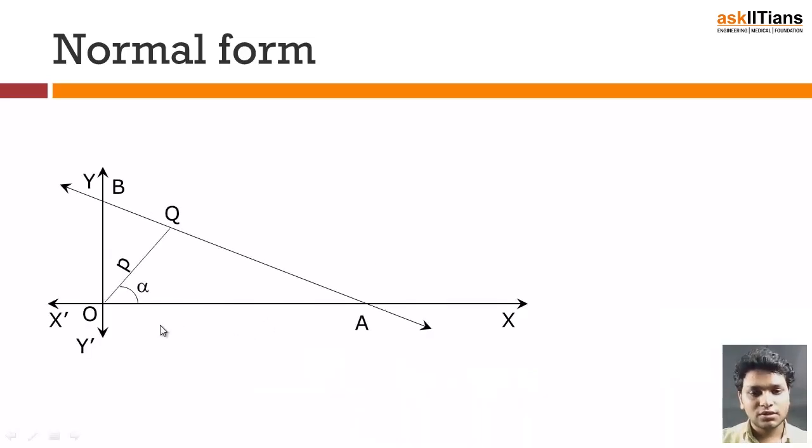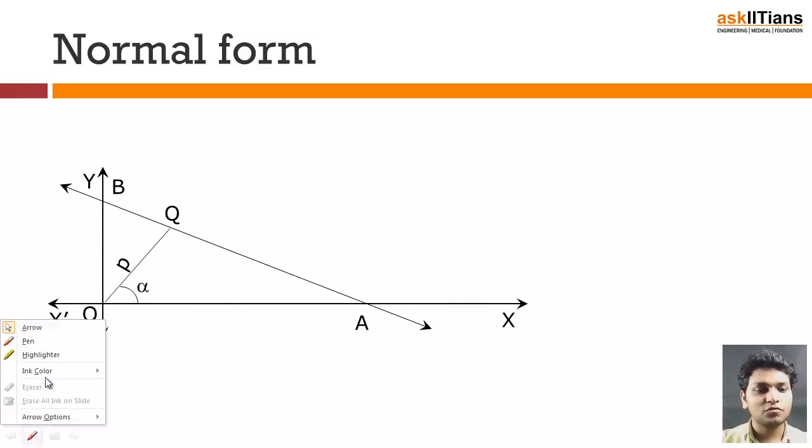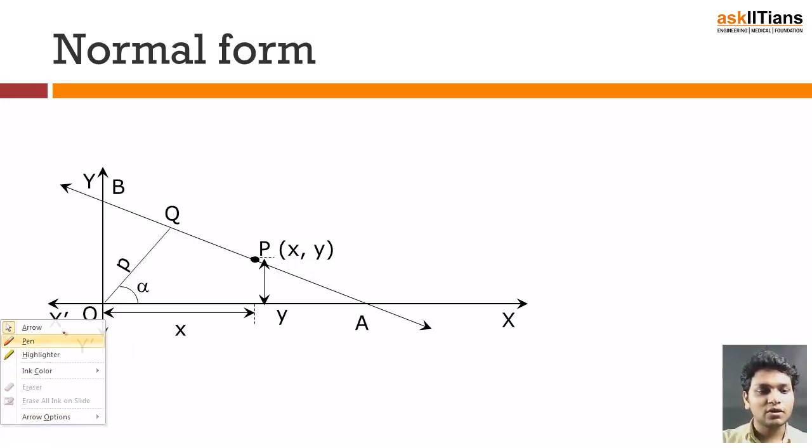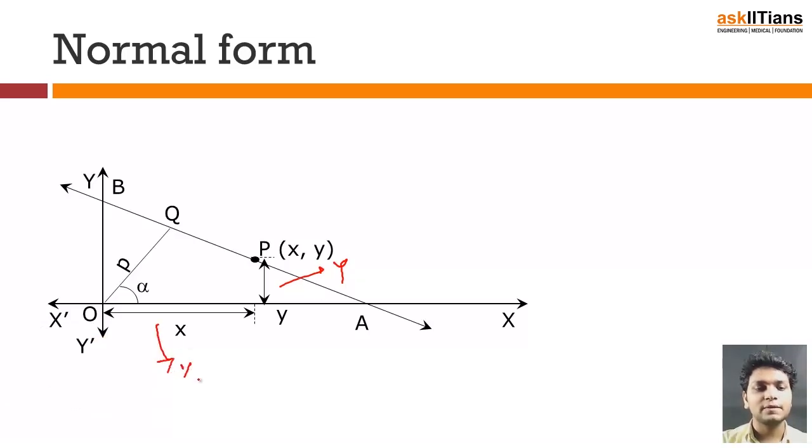Next, this is the coordinate axis and the line AB which is at a distance of p from the origin, and this is the angle alpha. Next, we will consider a general point on the line. The point P is the general point which is (x, y). The vertical direction always gives us the y coordinate, so this will be nothing but y, and the horizontal one will be the x.